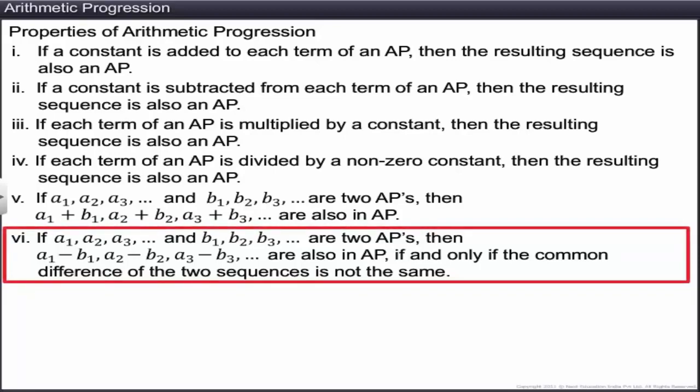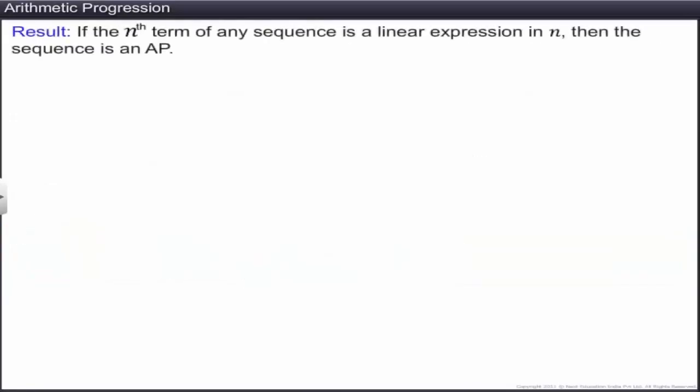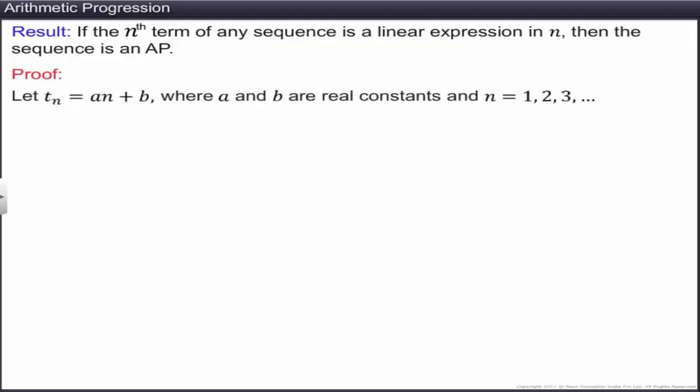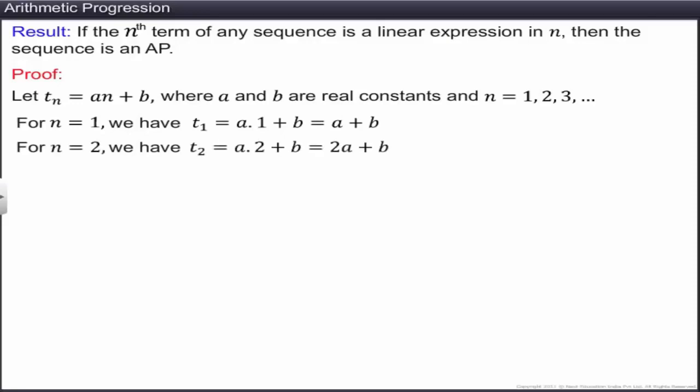Let us now prove one more result. That is, if the nth term of any sequence is a linear expression in n, then the sequence is an arithmetic progression. Let the nth term of the sequence be equal to an plus b, where a and b are real constants and n is equal to 1, 2, 3 and so on. For n equal to 1, we have the first term as a plus b. For n equal to 2, we have the second term as 2a plus b. For n equal to 3, the third term is 3a plus b. Similarly, the (n minus 1)th term is equal to a into (n minus 1) plus b.